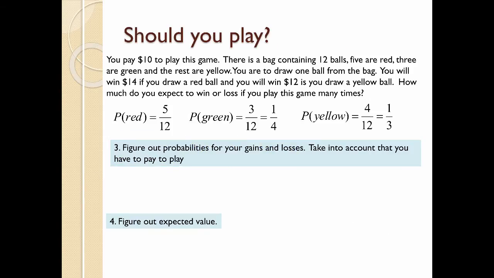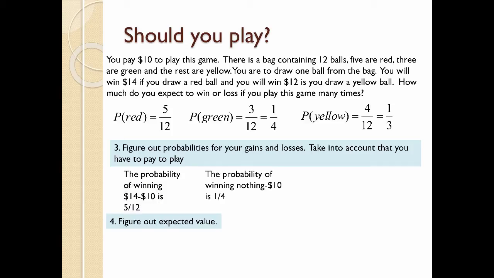And now we're going to take into account our gains and our losses. So the probability of winning the $14 with a red ball minus the $10 that you had to pay in. So really you're only coming out ahead by $4, and the probability of that is 5/12. The probability of winning nothing, so that's when you choose that green ball, minus the $10 that you had to pay in because you're not getting that one back, is 1/4. And the probability of winning the $12, of course, minus the $10 that you had to pay in, is 1/3.